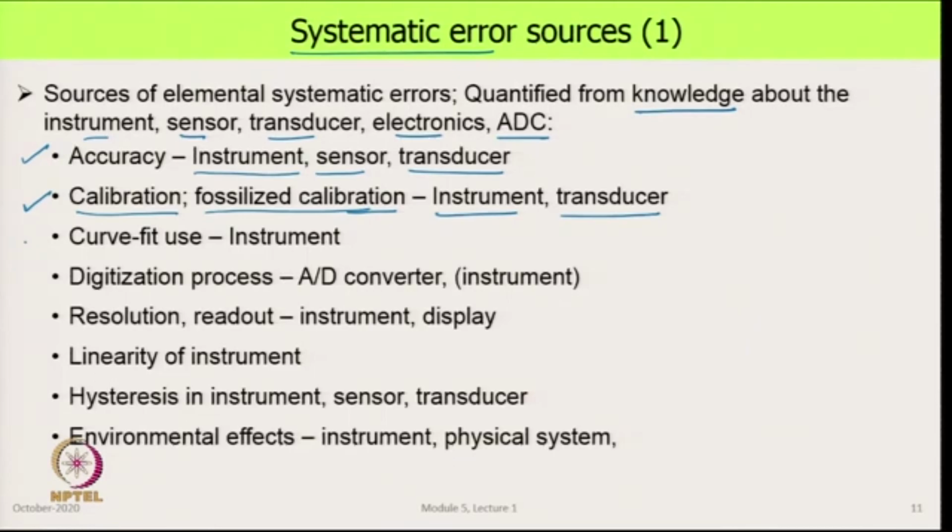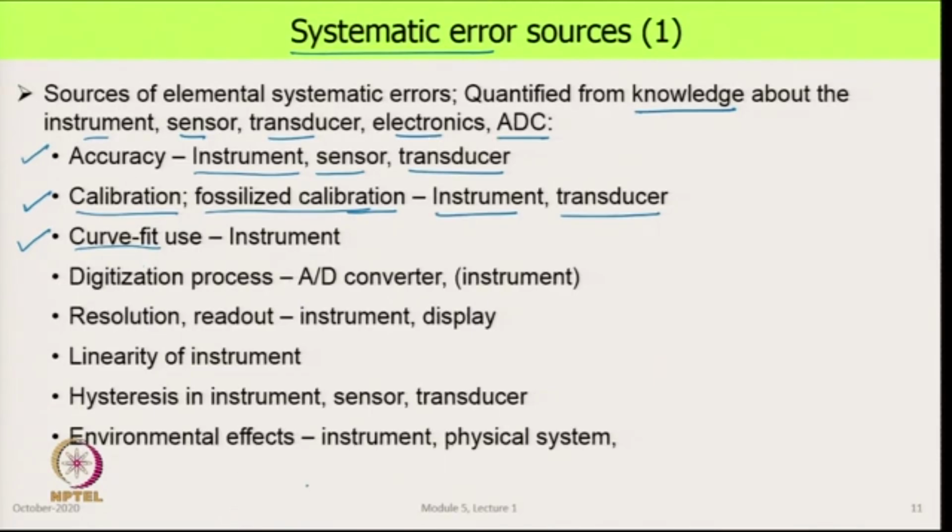The third source of systematic error is curve fit use. So, what we do here is that we do not go to a standard instrument, we just take our own instrument and make a calibration of the dependent and independent variables and get a curve. That is what is called the curve fit. You can call it a calibration curve, but it is not strictly a calibration at all, because you did not go to a standard instrument.